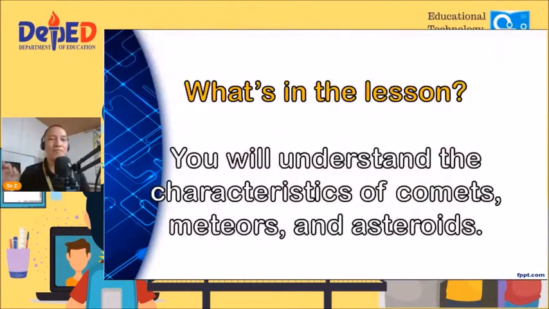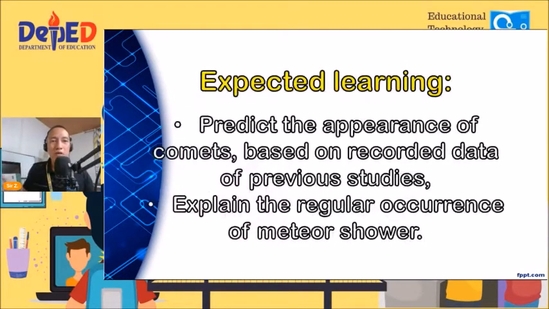All right. So once we're done with this lesson, ang expectation po natin is that you will understand the characteristics of comets, meteors, and asteroids. I love this topic. I love any topic that has something to do with space, really. All right. And the expected learning: predict the appearance of comets based on recorded data of previous studies and explain the regular occurrences of meteor shower.